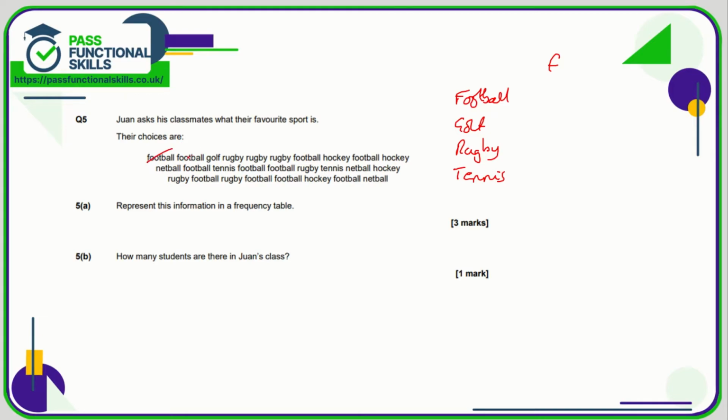So it goes football, football, golf. So football, football, golf, rugby, rugby, rugby, football, hockey, rugby, rugby, rugby, football, hockey, football, hockey. Need another row here for netball as well. So netball, football, tennis, netball, football, tennis. Note how, as that was the 5th tally mark, I've done the diagonal one just to make the totaling a bit easier in a moment.